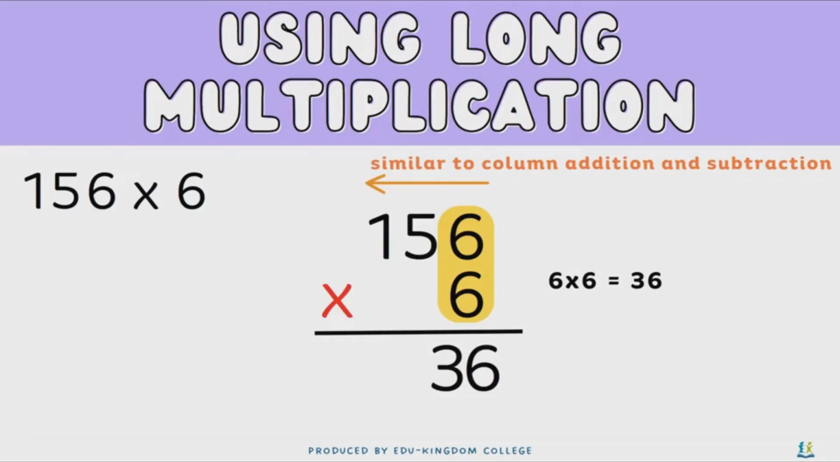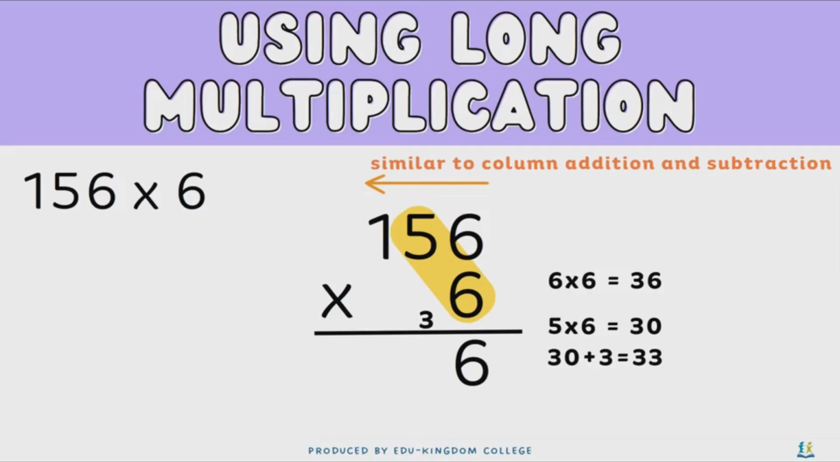But like column addition and column subtraction, I can't put two numbers in the same column. So I'm going to scrap that and put only the 6 there, whereas the 3, we're going to take as a carryover. Next, we're going to times the second place with the 6 again. I have 5 times 6 now. 5 times 6 should give us 30, and 30 we're going to add to 3 of the carryover, which gives us 33.